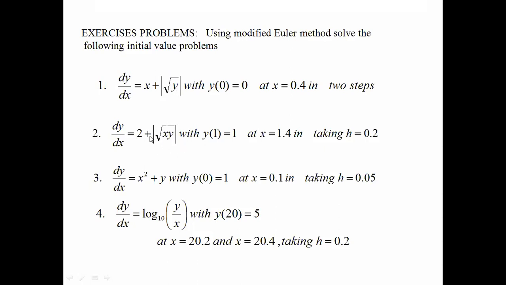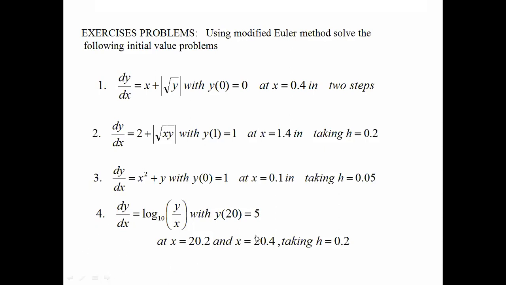Similarly, here also the same type, only the relation is different. Here x plus magnitude of root of y. Here 2 plus magnitude of positive value of square root of xy. Similarly, these 3 problems are the same type, right? And try to solve these 4 problems using Euler's modified method. I have copied these problems, so try to answer.